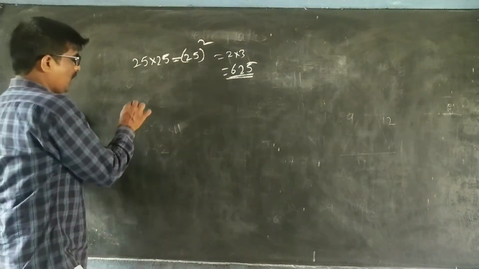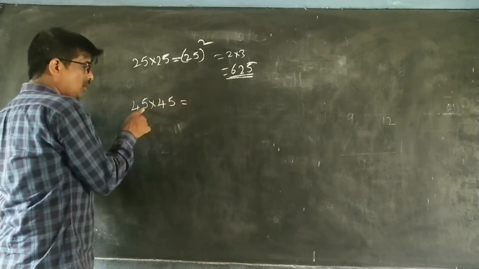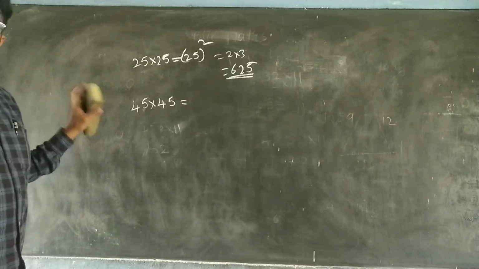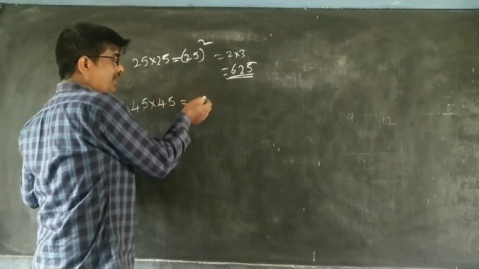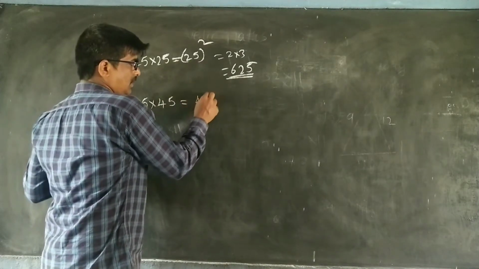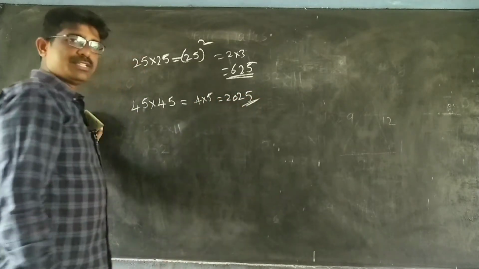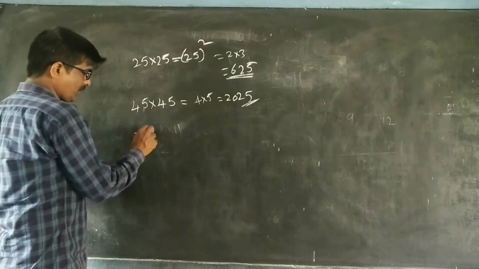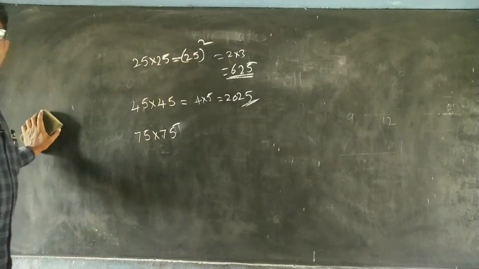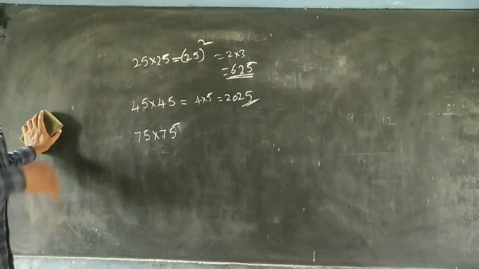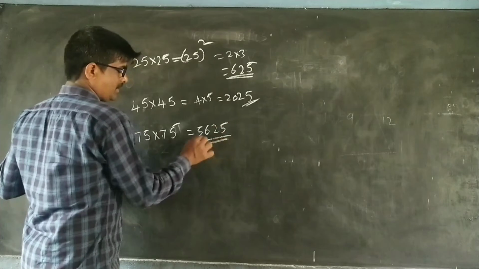Next, for example, take 45. 45 into 45. This is possible only with 5 in the ones place. We are applying this formula. That is 4 times the next number 5, which is 20, then 25. So 2025. Next, for example, take 75. 75 into 75. 7 times the next number 8 is 56, then 25. So 5625.